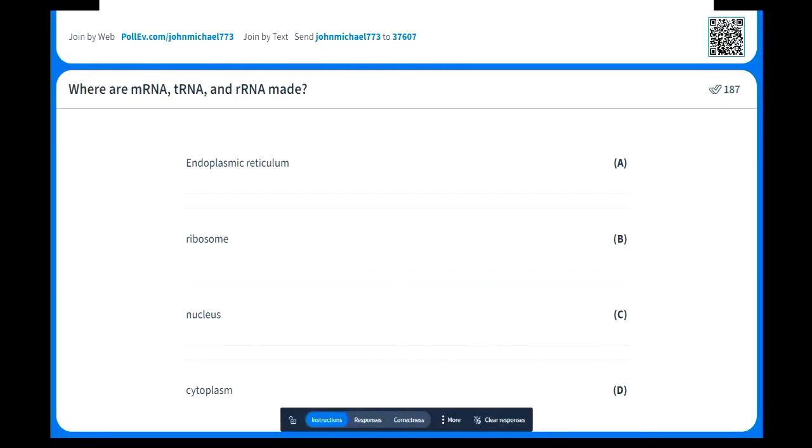Okay, so let's answer a couple of questions. First question is, where are mRNA, tRNA, and rRNA made or synthesized? Is it in the endoplasmic reticulum? Is it in the ribosome, in the nucleus, or in the cytoplasm? Where do you think these 3 types of RNA would be synthesized?